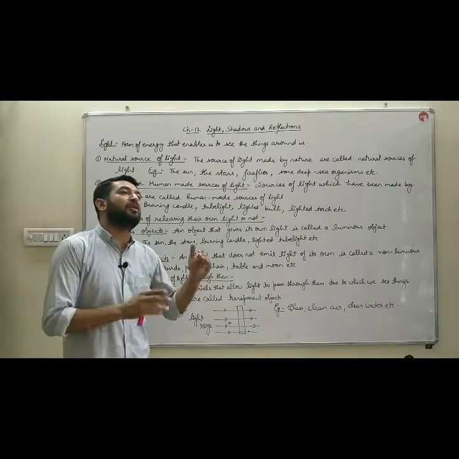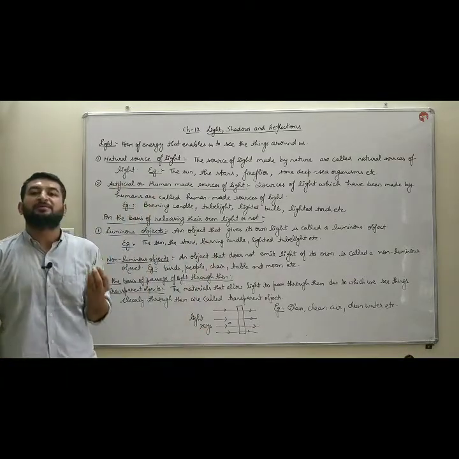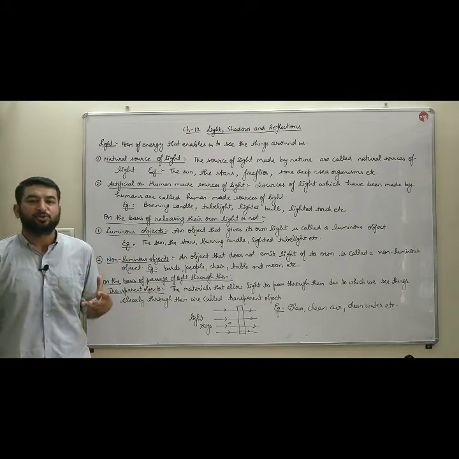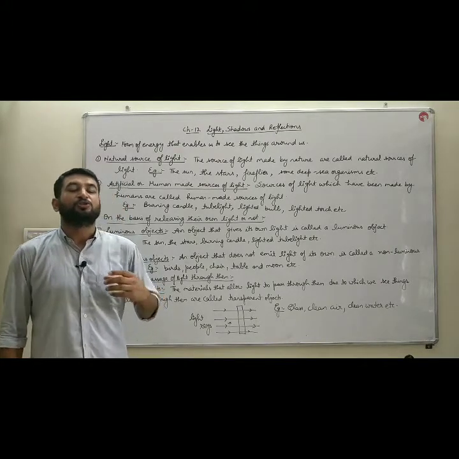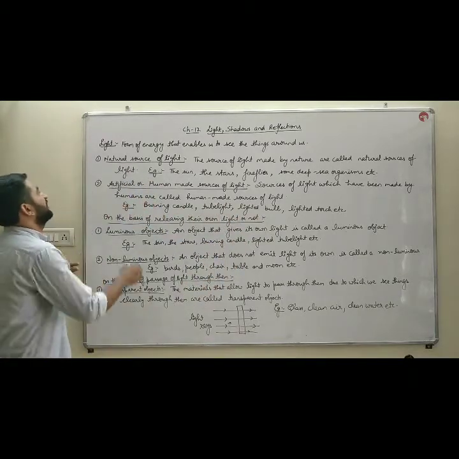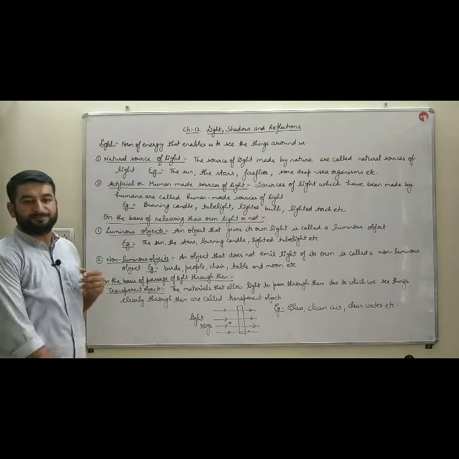Light is a form of energy which enables us to see the things around us. Light क्या है बच्चों? ये वो form of energy है जिसकी वजह से हम आसपास की चीजों को देख पा रहे हैं. That form of energy is known as light.